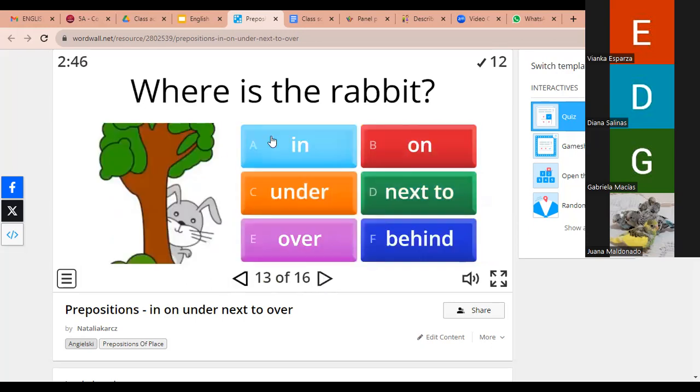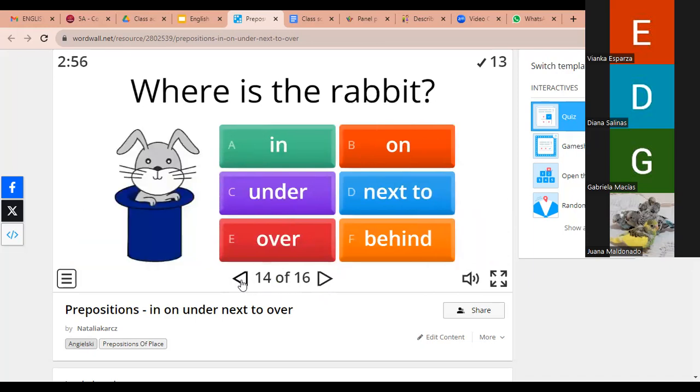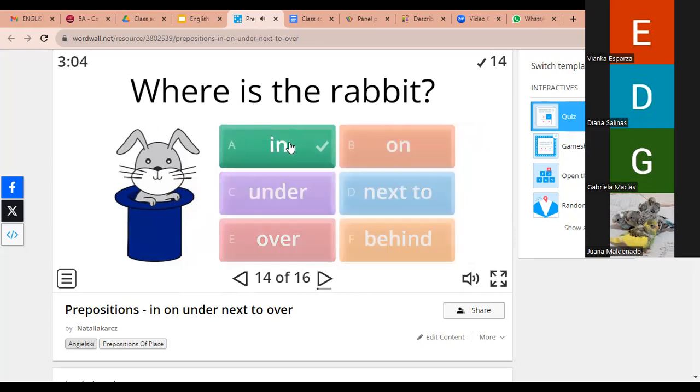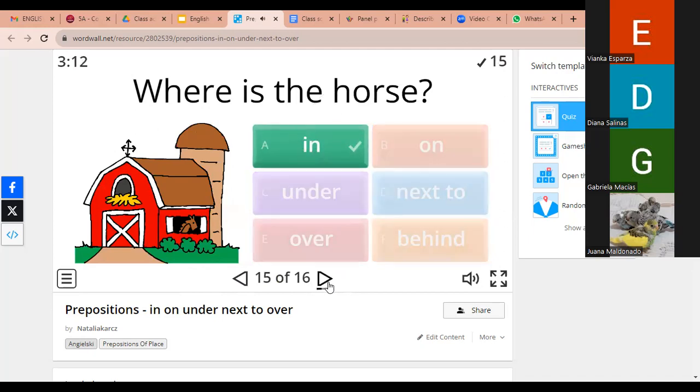What is a rabbit? Behind. The tree, está atrás del árbol. Where is the rabbit now? In. It's in the hat, right? And last one, no, that's not the last one. Where is the horse? In. In the barn. In the heart.